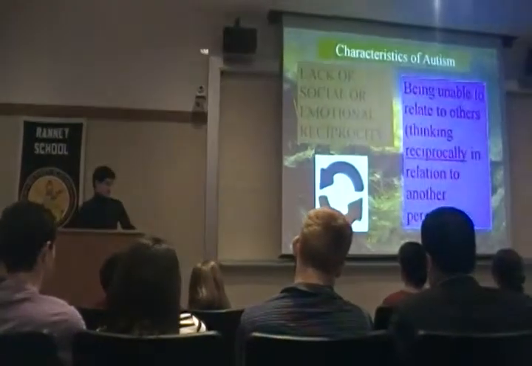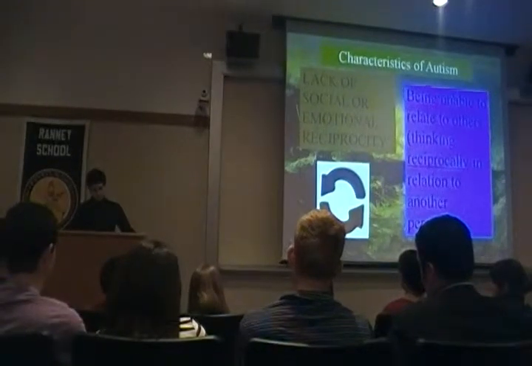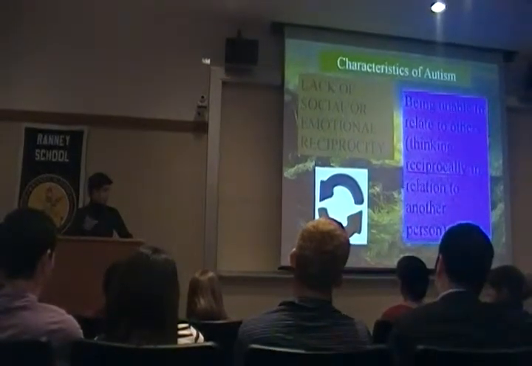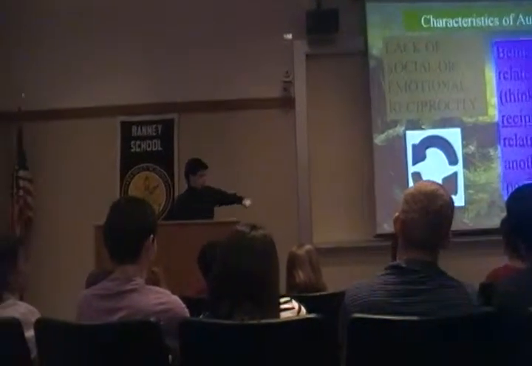share with others. And finally, this is a major one, lack of social or emotional reciprocity, which means they can't relate to other people. You'll see that come up again later on in the presentation. But basically, they're unable to relate to others. They can't think reciprocally in that sense. They can't relate to other people, hence their social aspects are a bit impaired or delayed.